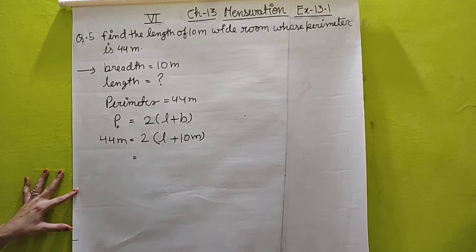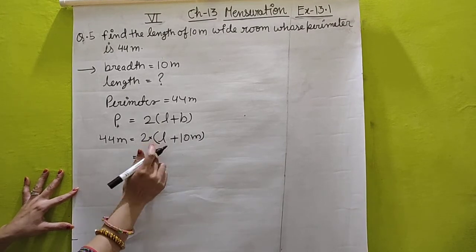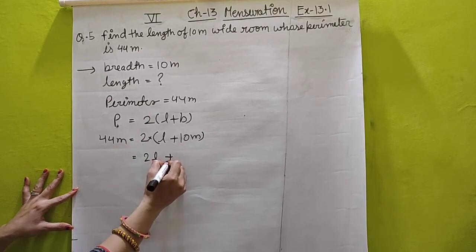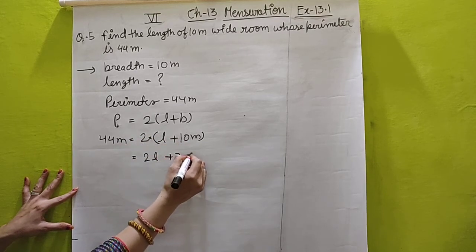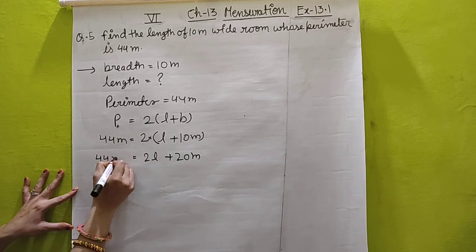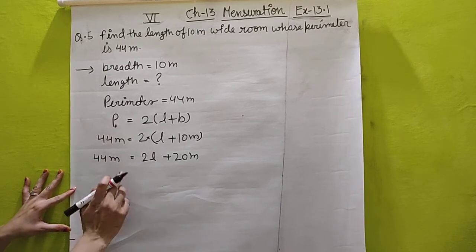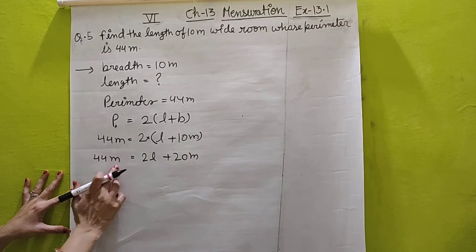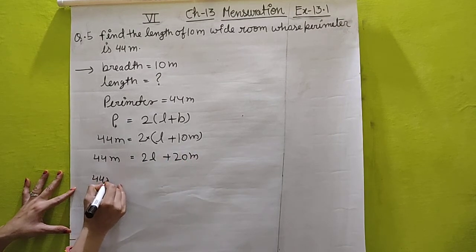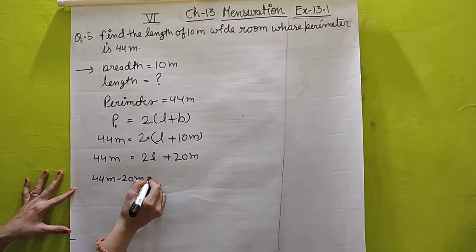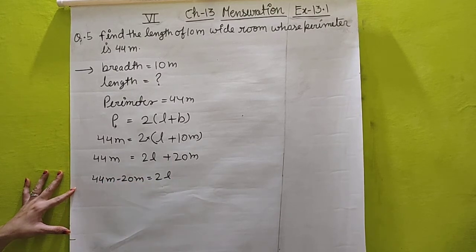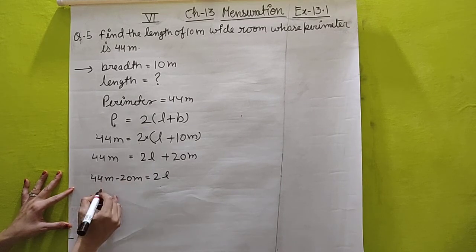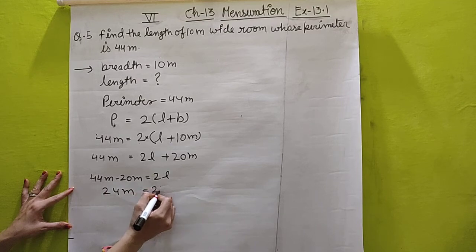And now students, we will solve. Here 2 multiply length plus breadth. First of all, I will multiply 2 and L, this will be 2L. Then 2 multiply 10 will be 20 meter, and here 44 meter will come as it is. Now this 44 meter and 20 meter both have the same unit, meter. So I will transfer this 20 meter to this side. It will come with the subtraction sign. When I subtract this, it will be 24 meter is equal to 2L.